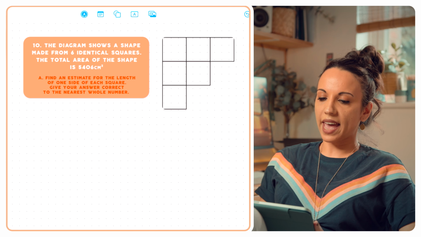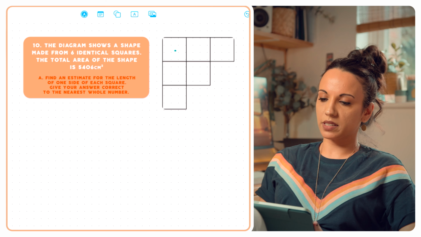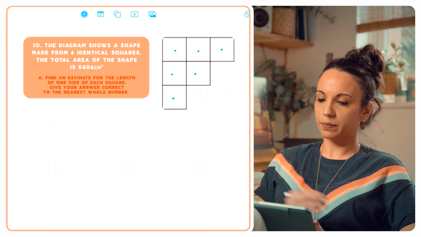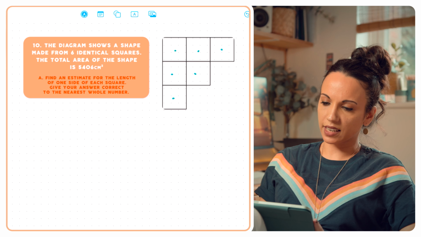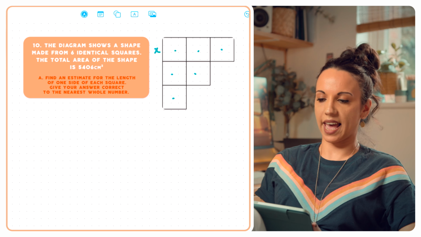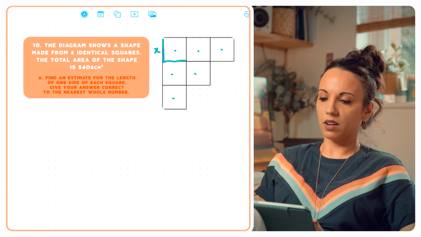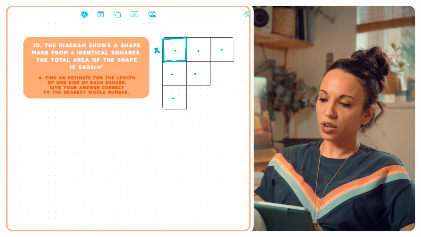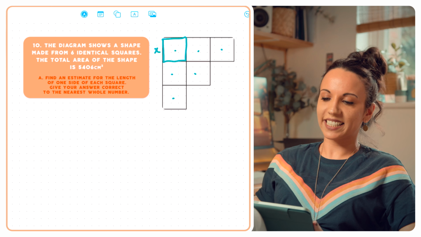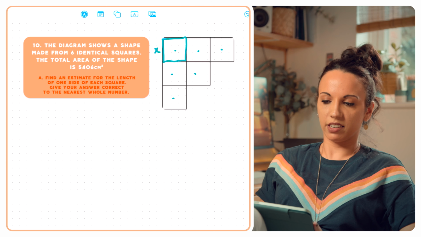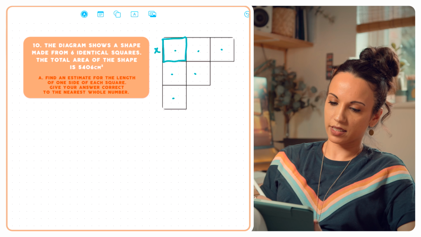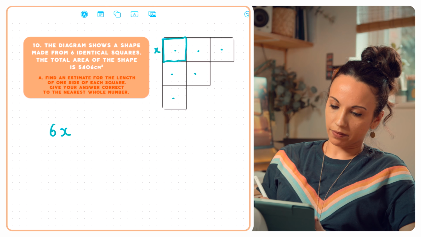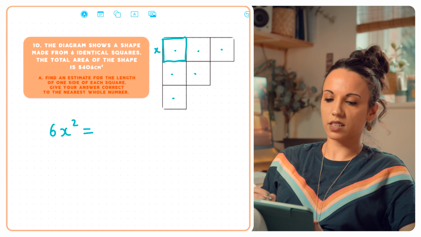So the total area of this shape is going to be the sum of the areas of each of these squares. So let's say that the length of one side is x, then the area of one of these squares is going to be x squared. So the total area of this shape is going to be 6x squared, because if each area is x squared and there are 6 squares, it's going to be 6x squared.